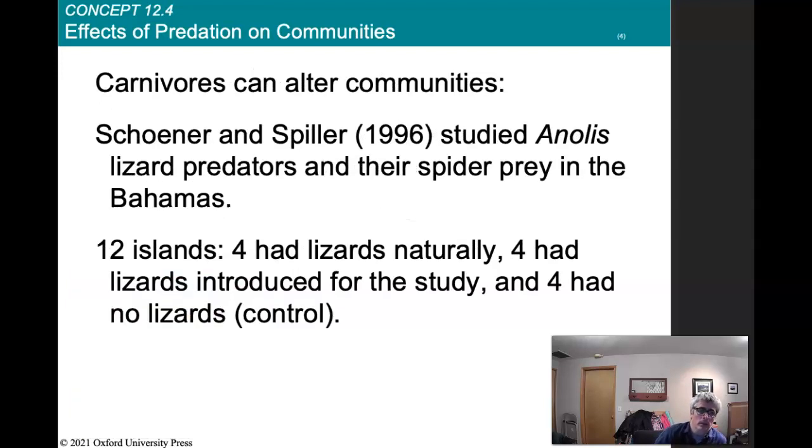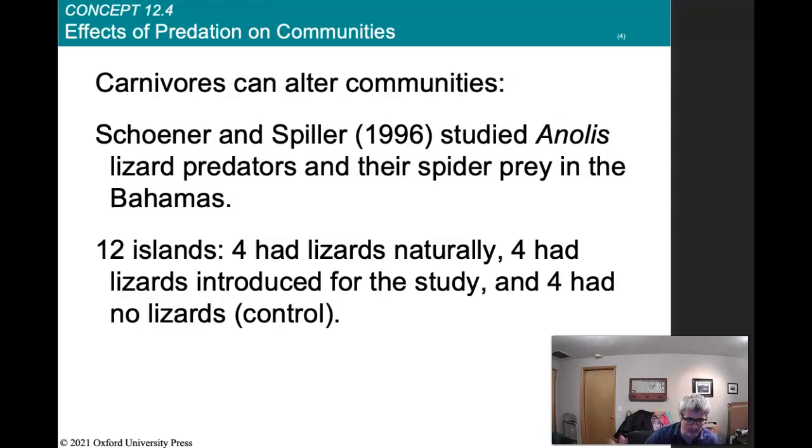So carnivores can alter communities. This is another one. I guess it was 96. I thought it was a lot older than that. I don't know that much about these islands, but when they talk about introducing lizards on islands to see what happens, you're like, man, you can't do that stuff anymore. Not like romantically the good old days.